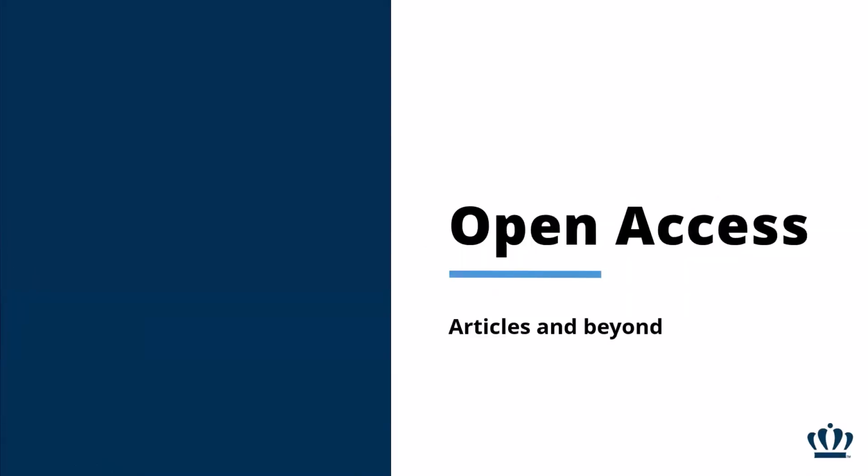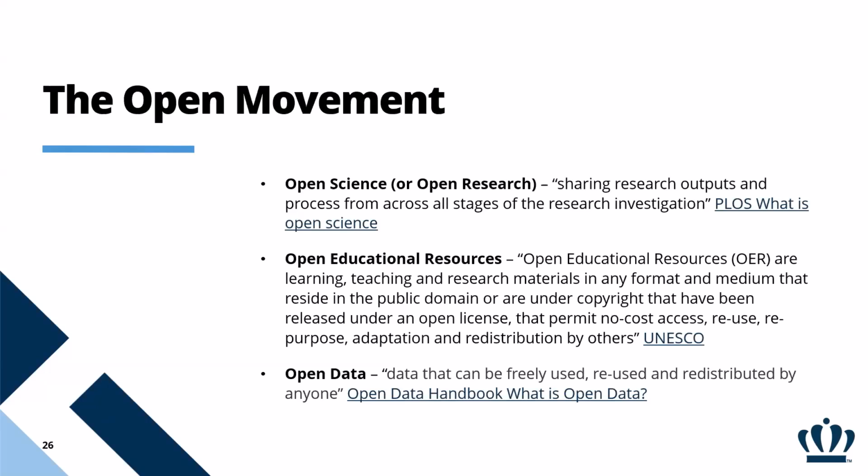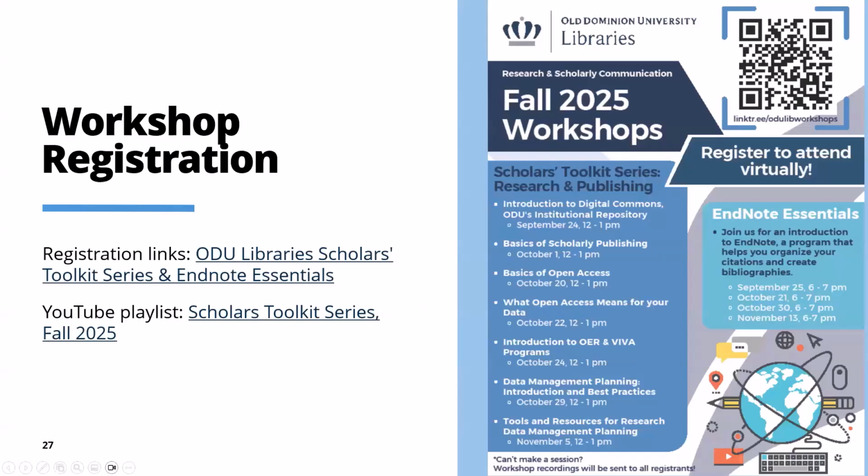So mainly we've been talking about open access in terms of journal publications, but this open movement encompasses a lot more than just articles. Open access is connected to open science or open research, open educational resources, and open pedagogy, as well as open data. We will be continuing our conversations this week on Wednesday with what open access means for our data, and on Friday with an introduction to OER and VIVA programs. And then we will be posting the recordings of all these workshops to our library's YouTube page, which is also linked here.